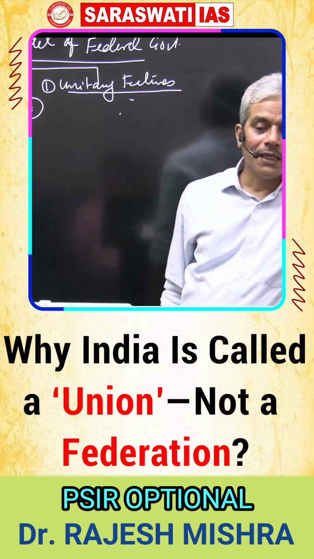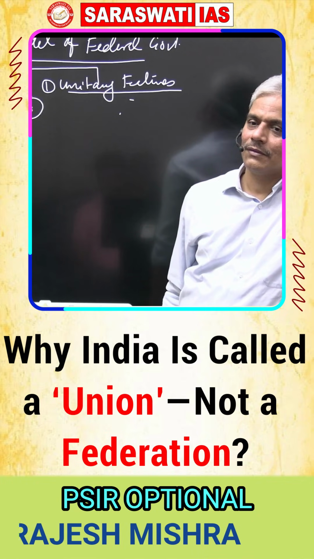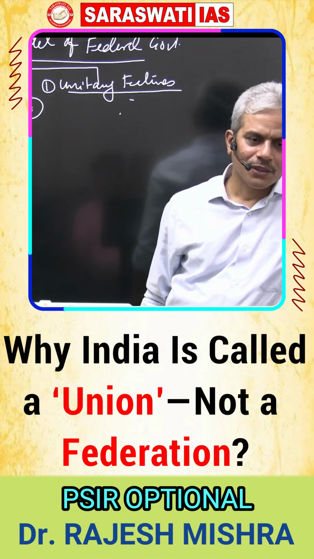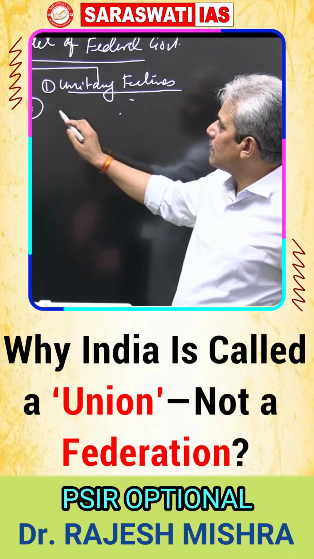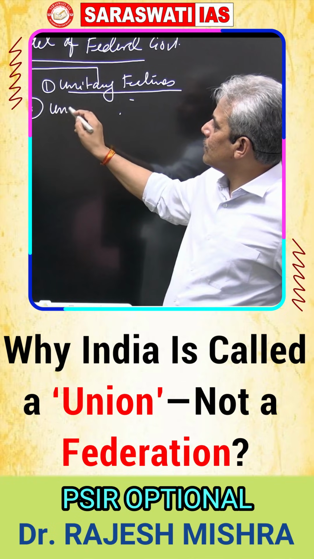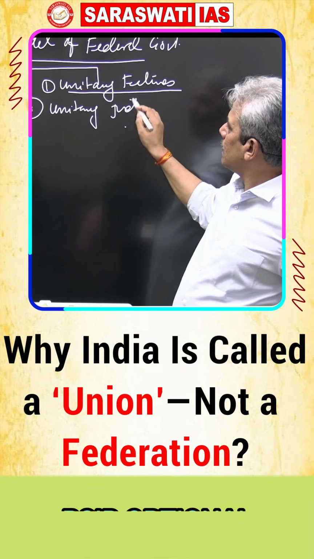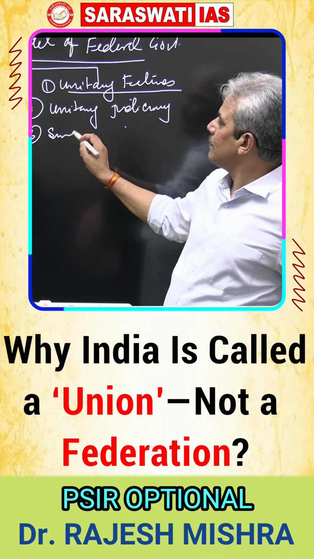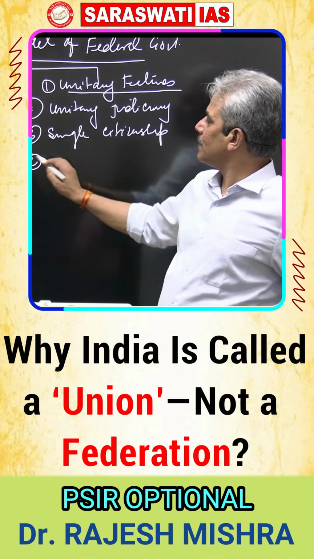Let's see. Division of power is more favorable in the context of a federal government. There is a division of power, but the PM is more powerful than the CM. Division of power is more tilted in terms of a union. And what are the unitary features? First, unitary judiciary. Single citizenship. All India Services.